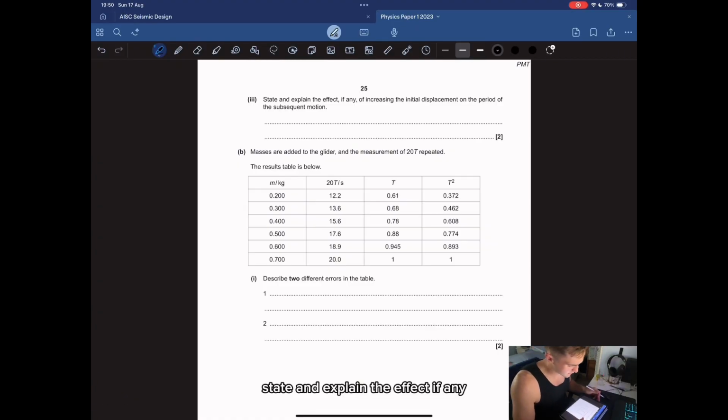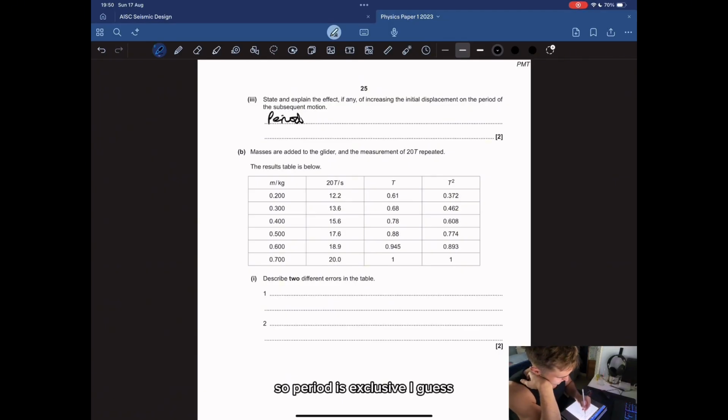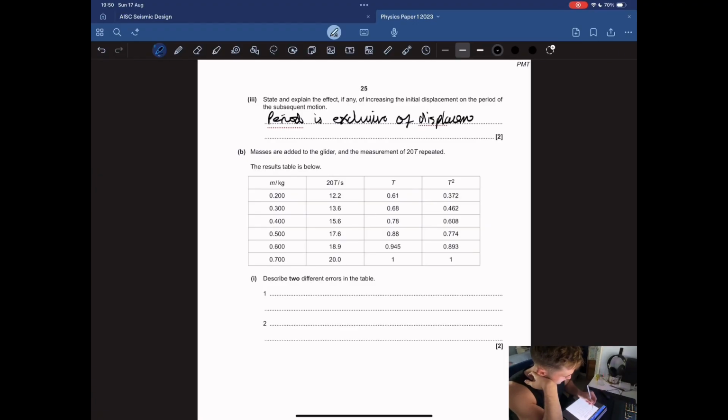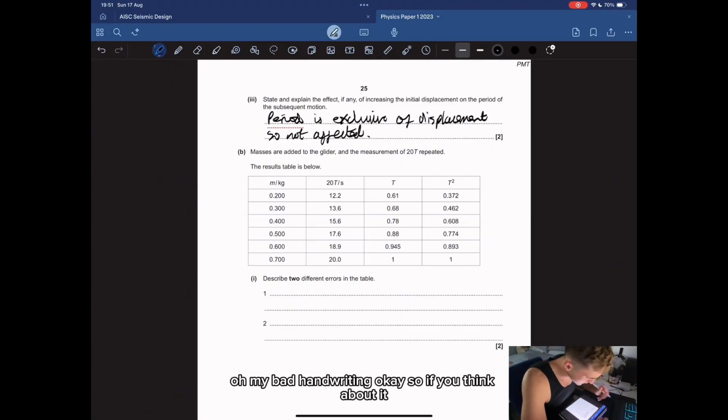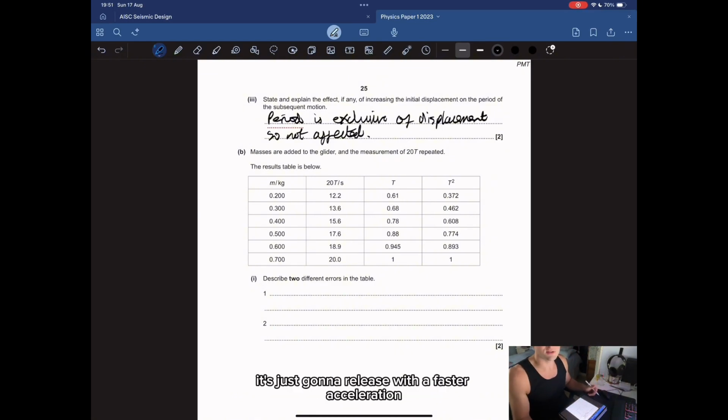State and explain the effect, if any, of increasing the initial displacement on the period of the subsequent motion. So the period is independent of displacement, so not affected. If you think about it, if you just pull a string more, it's going to release with a faster acceleration, so the actual time period is going to be the same anyway, even if the displacement's longer, so the period remains the same. Obviously there are factors that can change it, but this is an idealized situation.